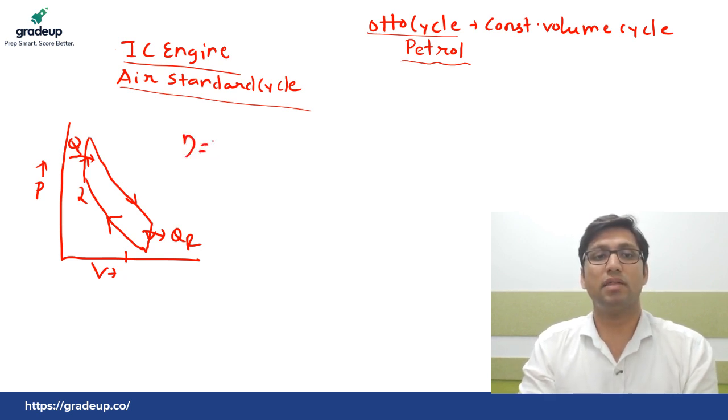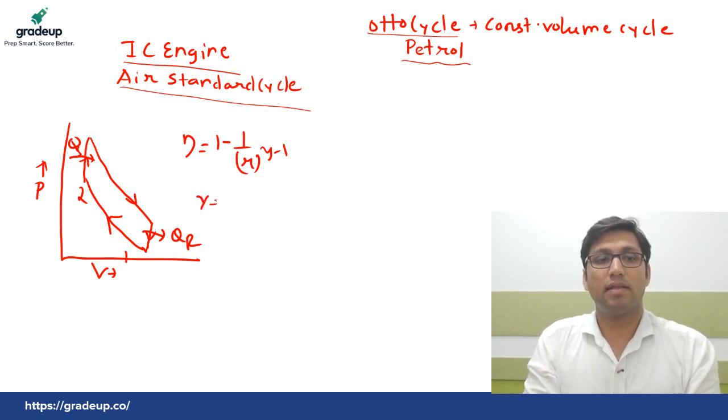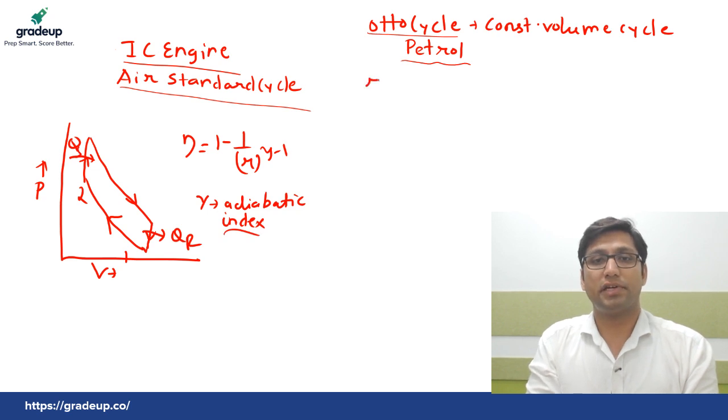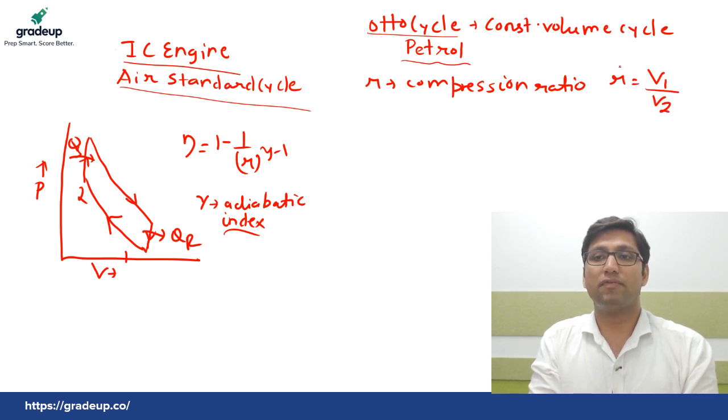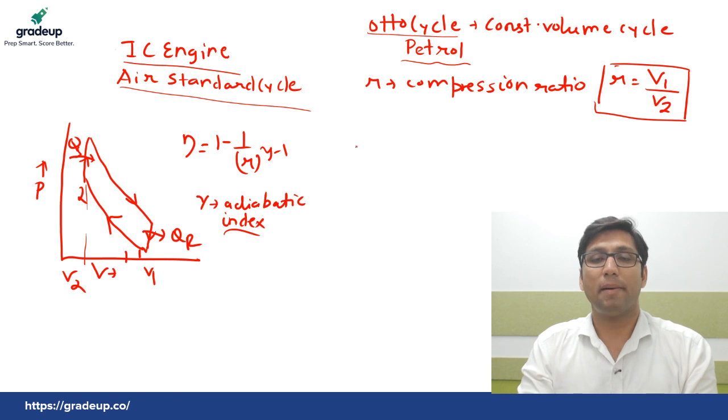The efficiency of this Otto cycle is 1 minus 1 by r power gamma minus 1. This gamma is called the adiabatic index, and r is the compression ratio. This compression ratio is equal to volume before compression divided by volume after compression. If V1 is the volume before compression and V2 is the volume after compression, the ratio V1 over V2 is equal to the compression ratio.